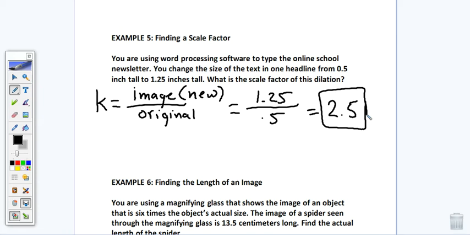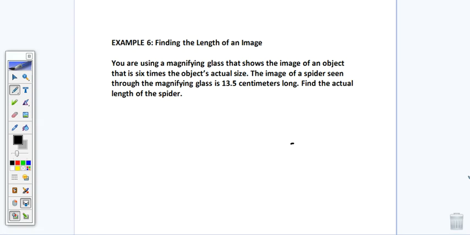All right, this is the one I like right here. It says finding the length of an image. You're using a magnifying glass that shows the image of an object.